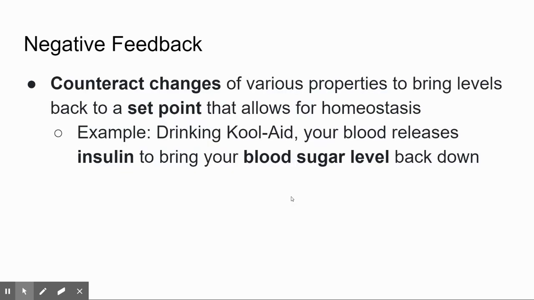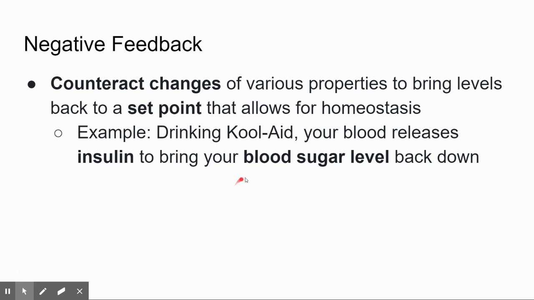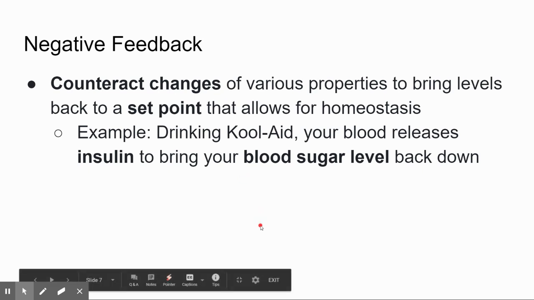With homeostasis, there's two types of feedback. There's negative feedback and positive feedback. Negative feedback counteracts changes of various properties to bring levels back to a set point that allows for homeostasis. For example, drinking Kool-Aid. When you drink Kool-Aid, it is very, very sugary, so it increases the amount of sugar in your blood. Your blood ends up releasing insulin. Your insulin goes through a response mechanism that brings your blood sugar back down by telling your body to absorb the sugars.